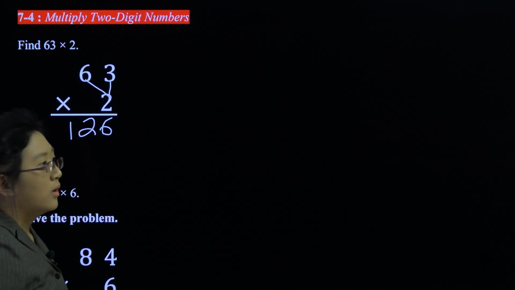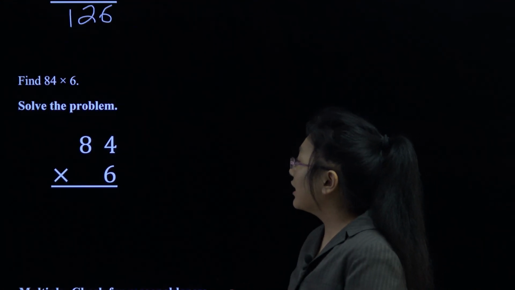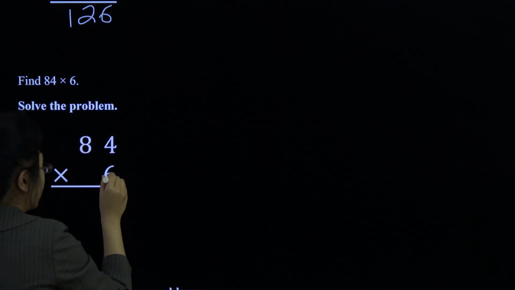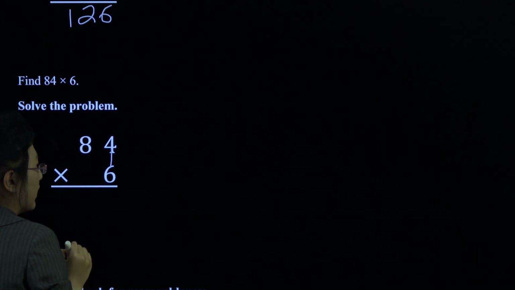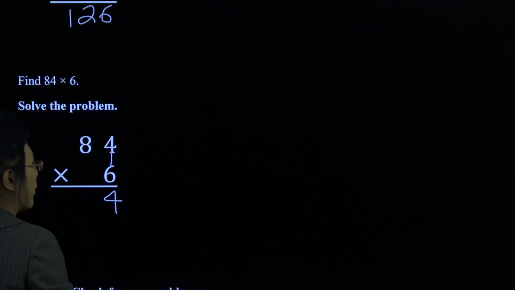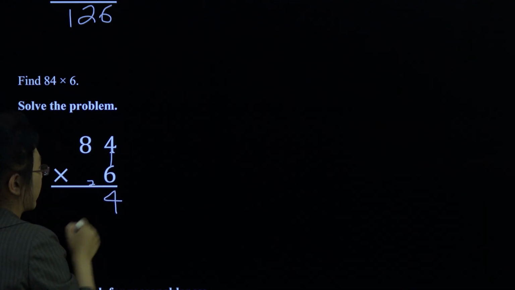And you get 126. For another example, we have 84 times 6. So then you have 6 times 4, and that would be 24. But you can't just write 24 here. You have to regroup. So you write a little 2 over here.